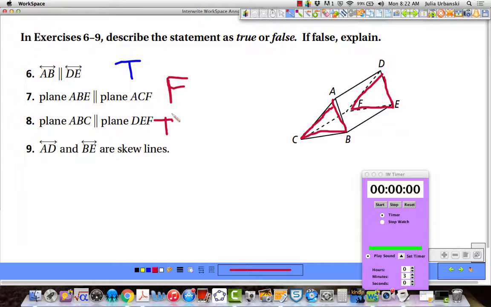And lastly, line AD and BE, are those skew lines? No, because they're actually parallel. They're in the same plane. So skew lines have to be going in totally different directions. False, because they are in the same plane.